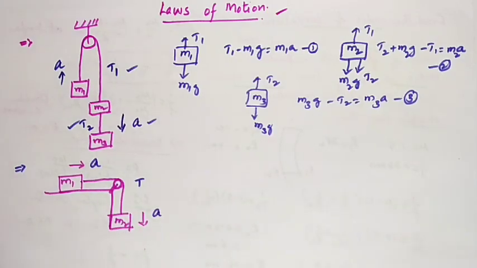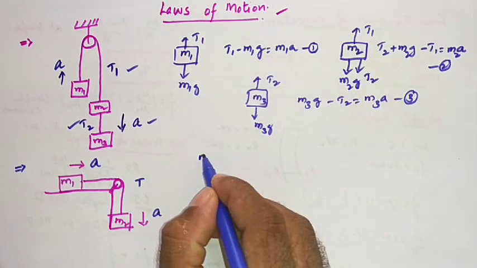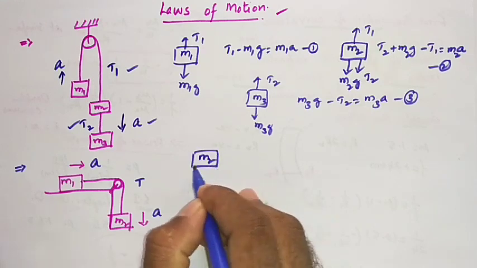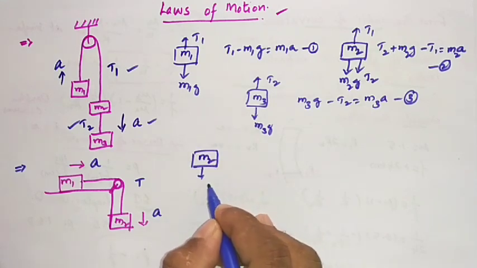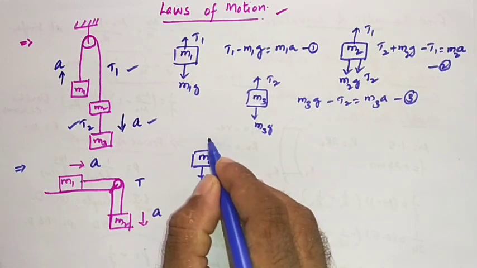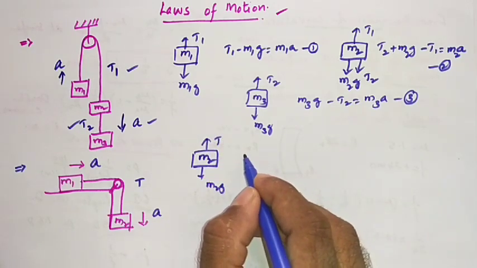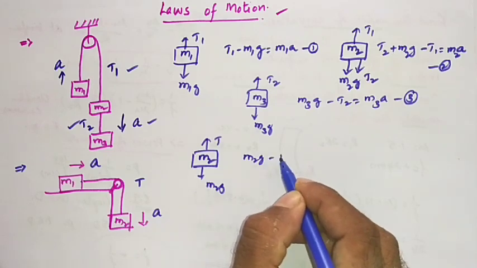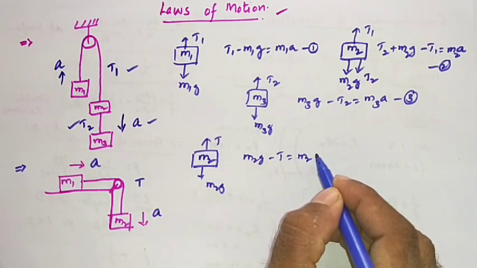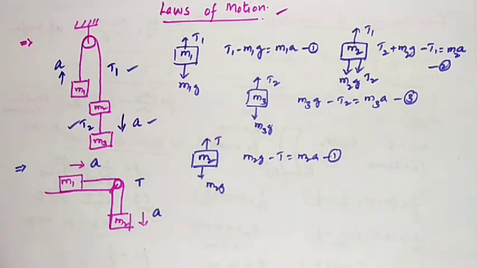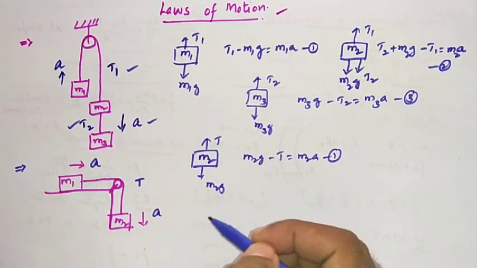Now let us see free body diagram for m2 first. On m2 how many forces are acting? One is gravitational force, m2g, another one is tension. Tension always pulls the body, so that equation will be m2g minus T is equal to m2a. Let us say equation 1. These are the vertical forces.